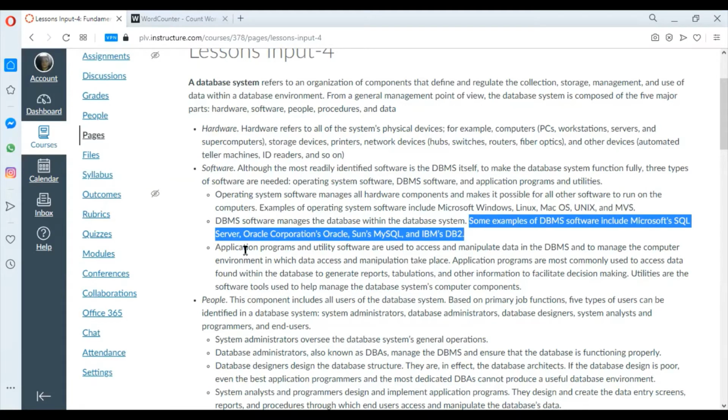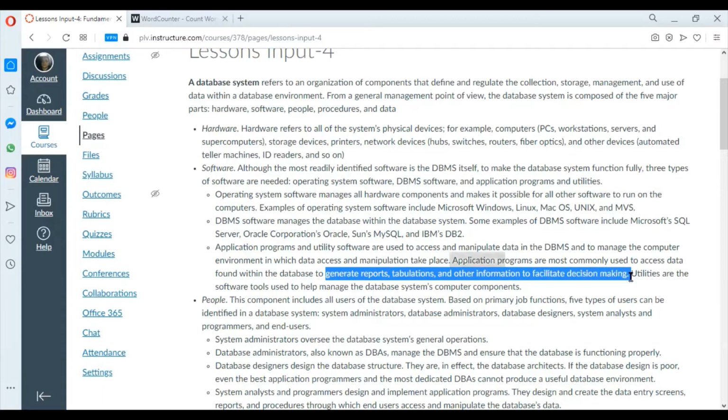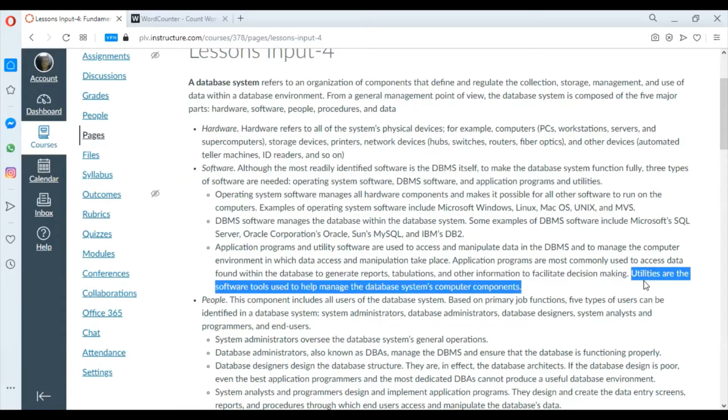And lastly, application programs and utility software are used to access and manipulate data in the database management system and to manage the computer environment in which data access and manipulation take place. Application programs are most commonly used to access data found within the database to generate reports, tabulations, and other information to facilitate decision making. Utilities, on the other hand, are software tools used to help manage the database system's computer components.